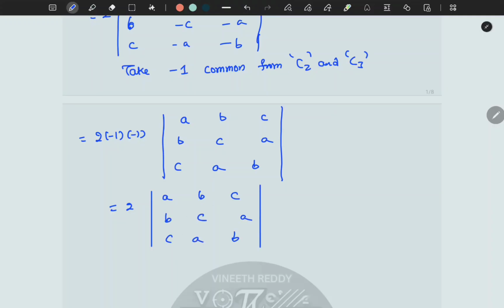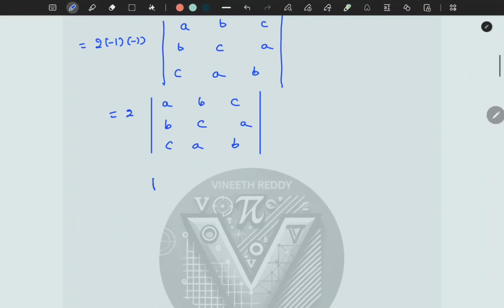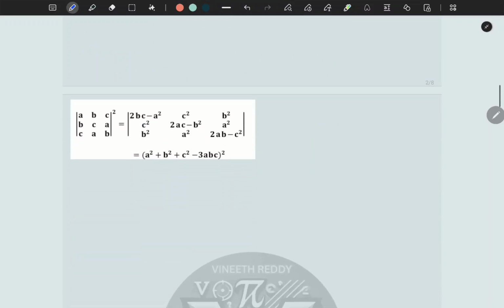I hope you understood this. So dear students, the question is as simple as that. We can now comfortably write hence proved. Hashtag proved. Now let us go to the next question.